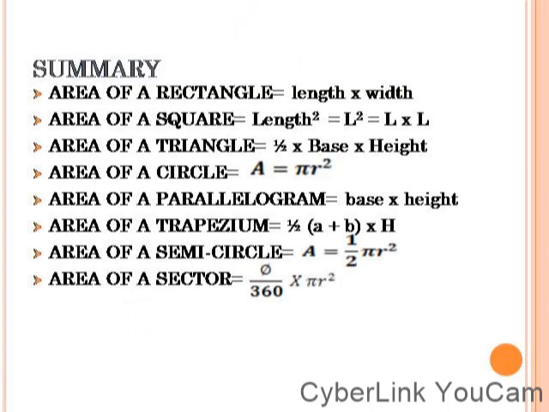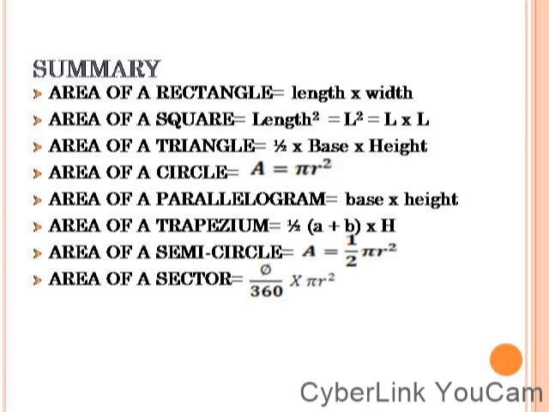Then the summary of it. Area of a rectangle is given as length times width. Area of a square is given as length squared, which means length times length. Area of a triangle is given as half base times height. Area of a circle is given as pi r squared. Area of a parallelogram is given as base times height.